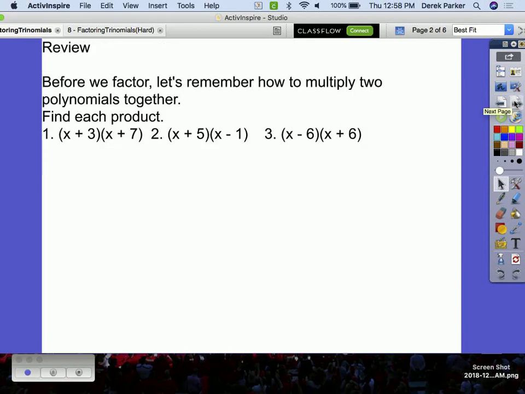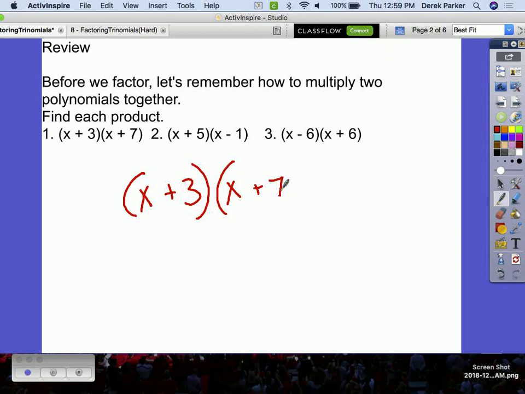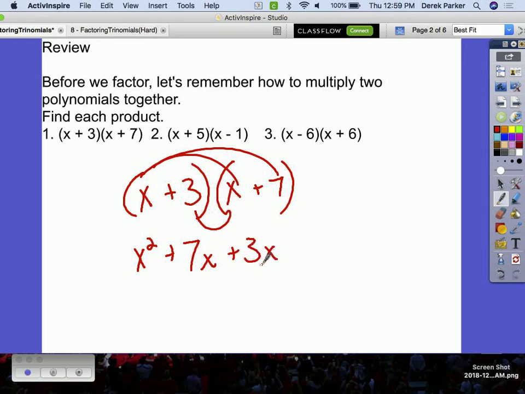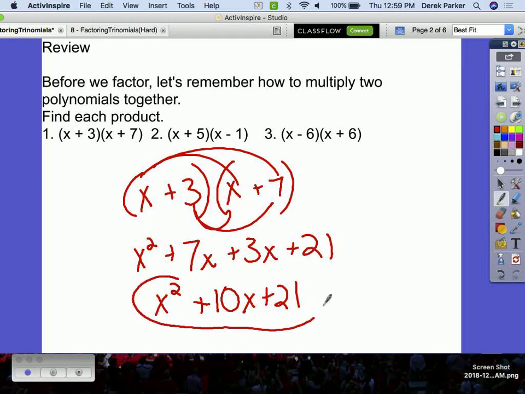Before we factor, let's remember how to multiply two polynomials together. I'm going to do one example. X plus 3 times x plus 7, x squared plus 7x plus 3x plus 21. Combine and you get x squared plus 10x plus 21. Now in this standard, you will be given this and you will be working backwards to get this.